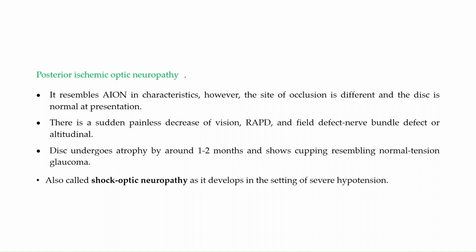Let's have a small word about posterior ischemic optic neuropathy. Here the site of occlusion is much more posterior, as I showed you in the previous image. It resembles AION in the symptoms. However, on disc examination you see that there is no disc edema at all. There is sudden painless loss of vision in one eye, RAPD is there, and the field defect might be altitudinal. The disc undergoes atrophy by around 6 weeks and shows cupping resembling normal tension glaucoma. So this is a differential diagnosis for normal tension glaucoma. This is also known as shock optic neuropathy as it develops in a setting of severe hypotension. It can also be seen in spine surgeries because the patient is in a prone position for a very long time.